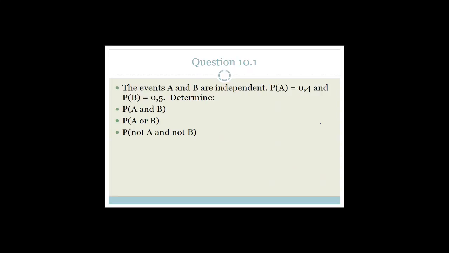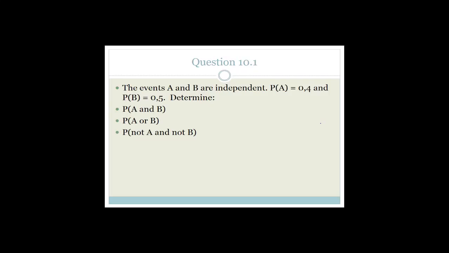Okay, so let's go through this question. The question states, the events A and B are independent. The probability of A is 0.4, and the probability of B is 0.5. Determine the probability of A and B, the probability of A or B, and the probability of not A and not B. Right, so let's think about this.